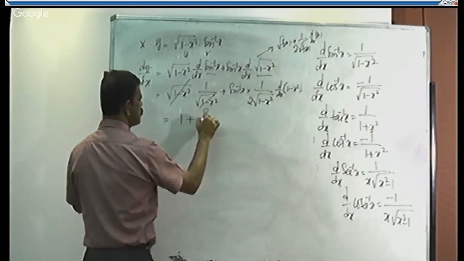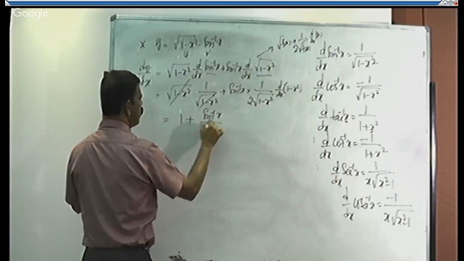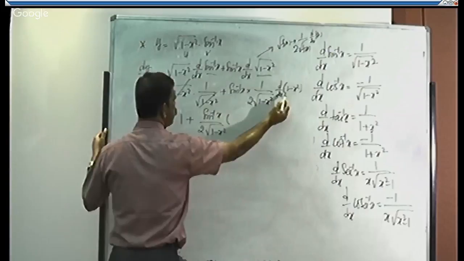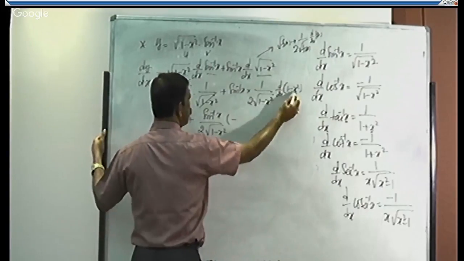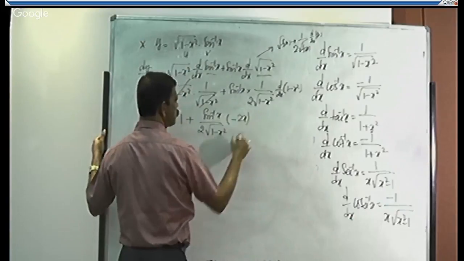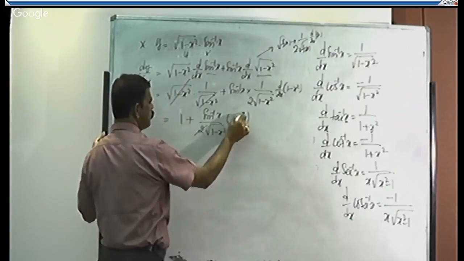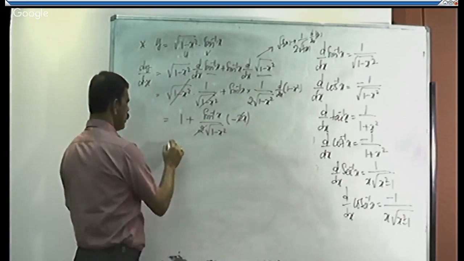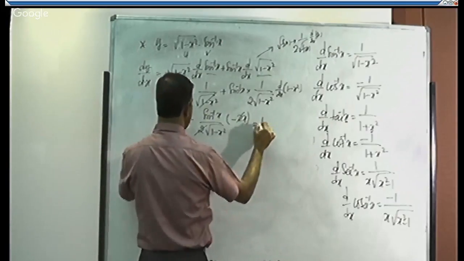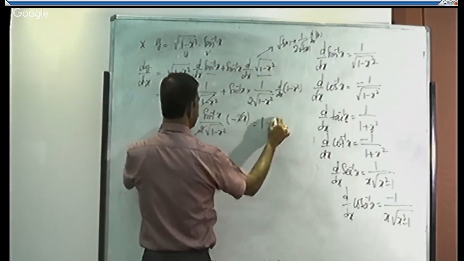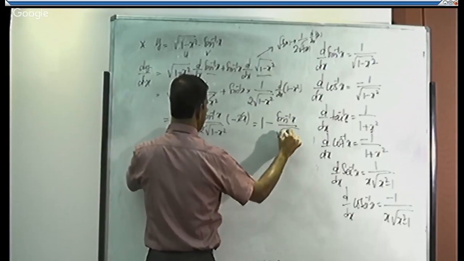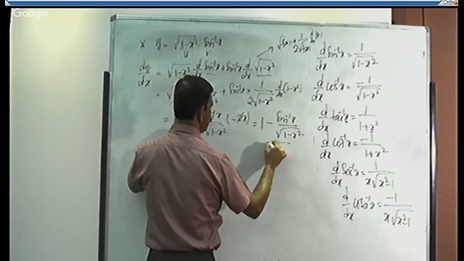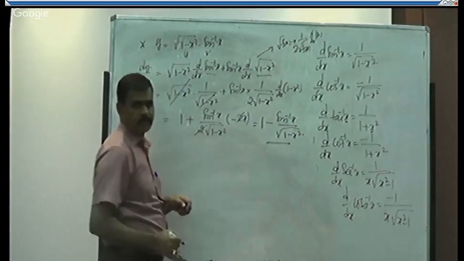Plus sine inverse x divided by 2 root of 1 minus x square into differentiation of 1, which is 0, minus differentiation of x square, which is 2x. These two cancel. So finally it is 1 plus, minus into minus, sine inverse x divided by root of 1 minus x square. This is the answer. Right?